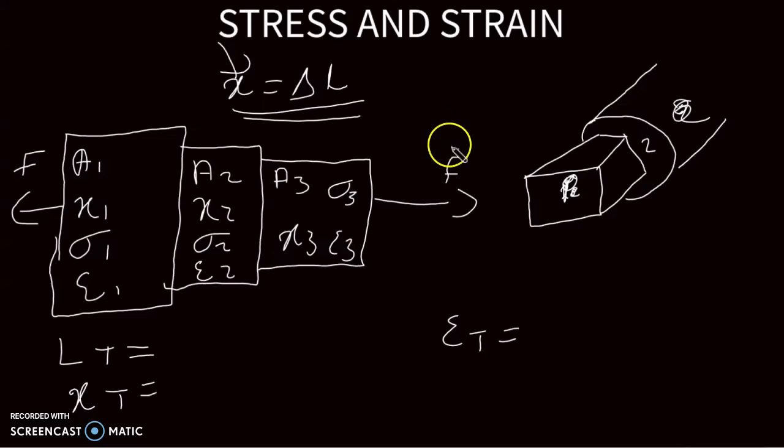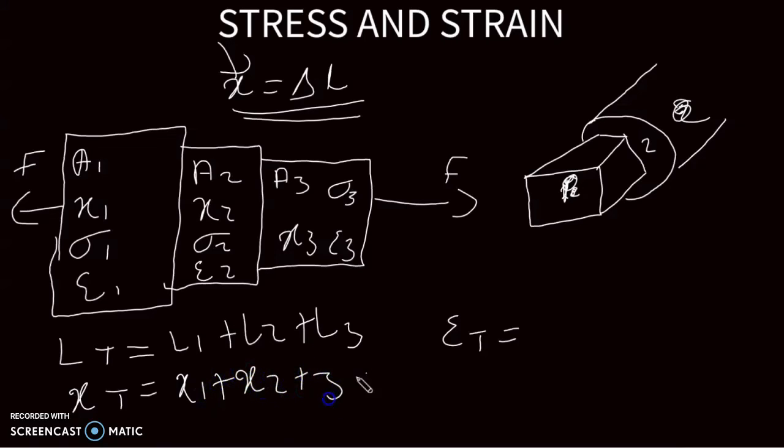So even if you write change in length as delta L, it's the same thing as just saying x. So if you were asked to calculate the total length, it will be the length of number 1 plus the length of number 2 plus the length of number 3. If you were asked for the total change in length, which will be total x, it will be change in length number 1 plus change in length number 2 plus change in length number 3.